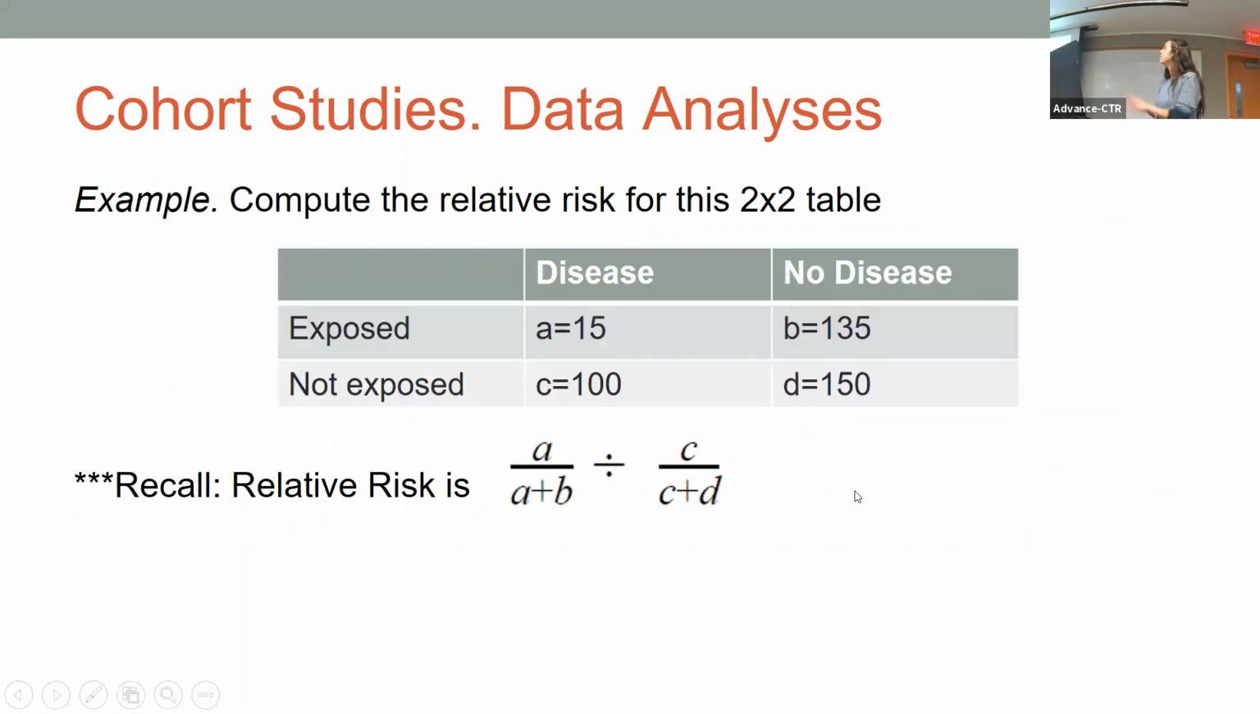So here's an example of a 2x2 table, and it's actually been filled in. I want to take 1 or 2 minutes, and I'd like for everybody to compute the relative risk for this 2x2 table, and then maybe also think about how you'd interpret the relative risk in this case. I'll discuss the interpretation, but it is very much related to the ordering in which this happens. The exposure comes before the disease. So let's take 1 or 2 minutes as a break.